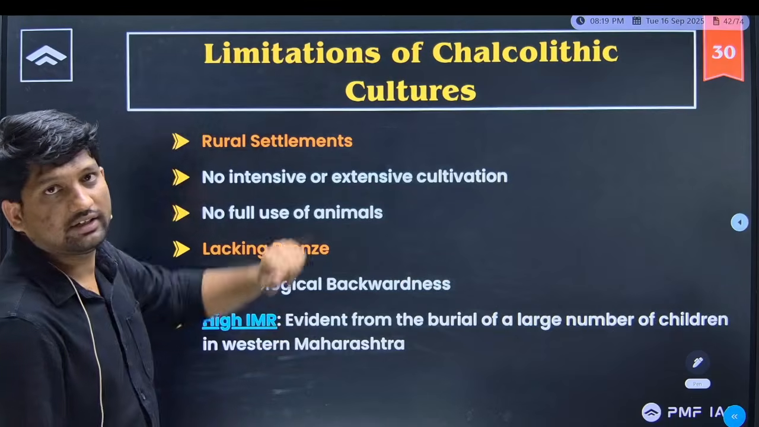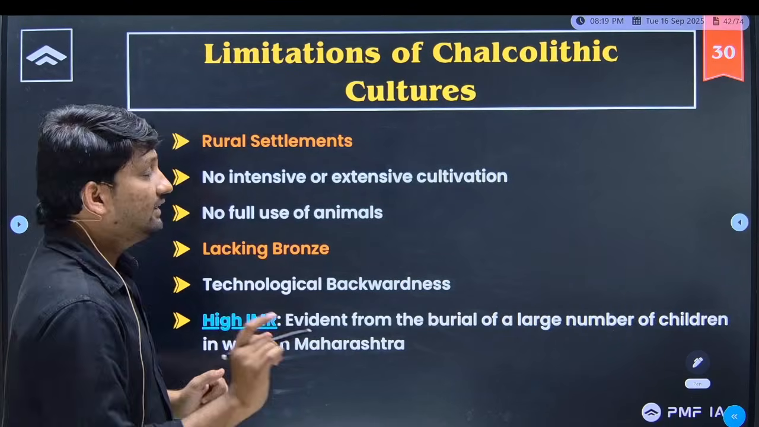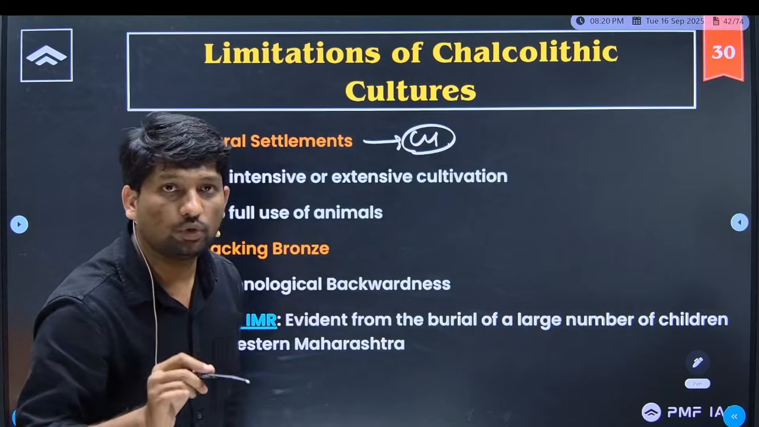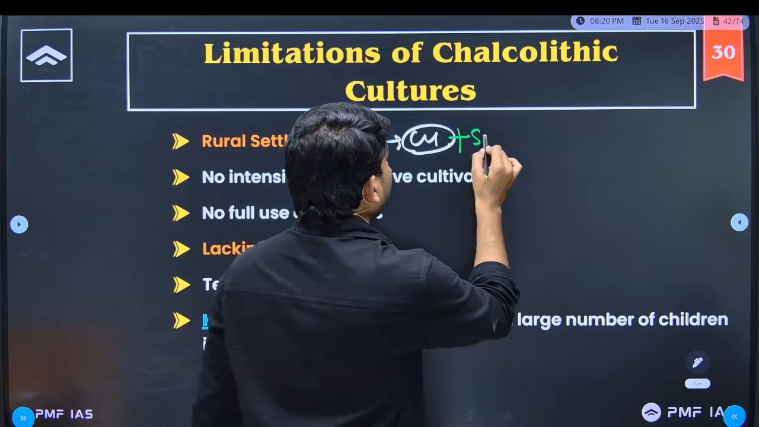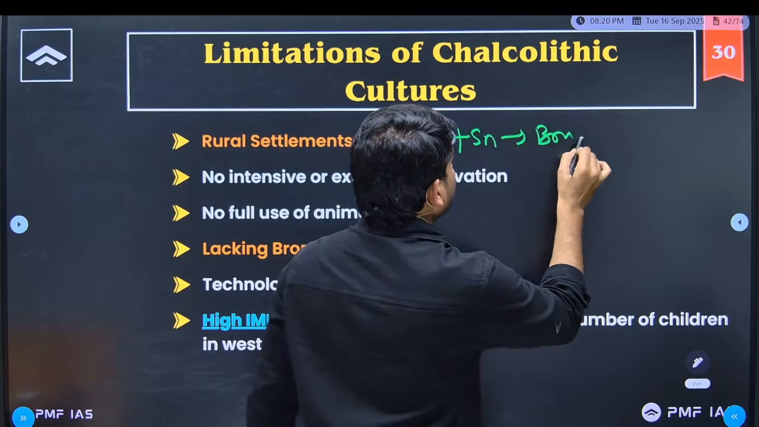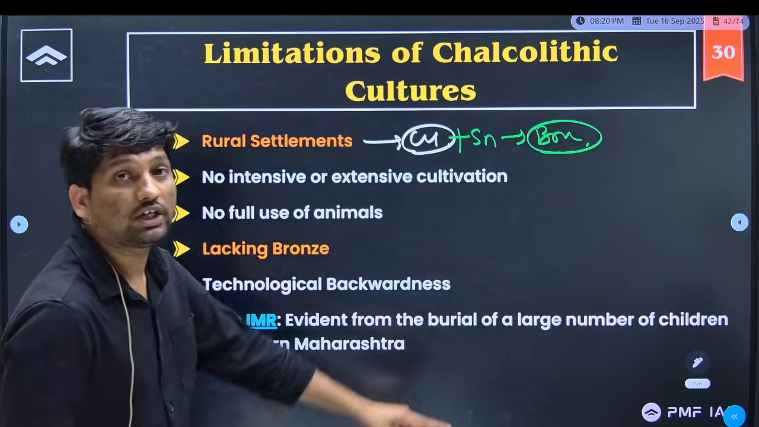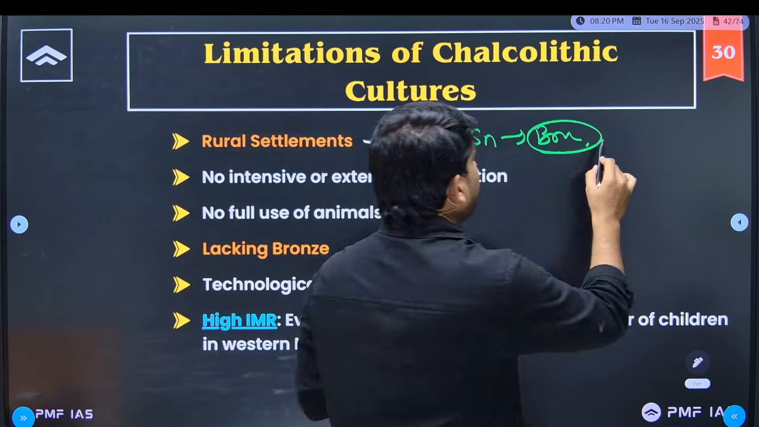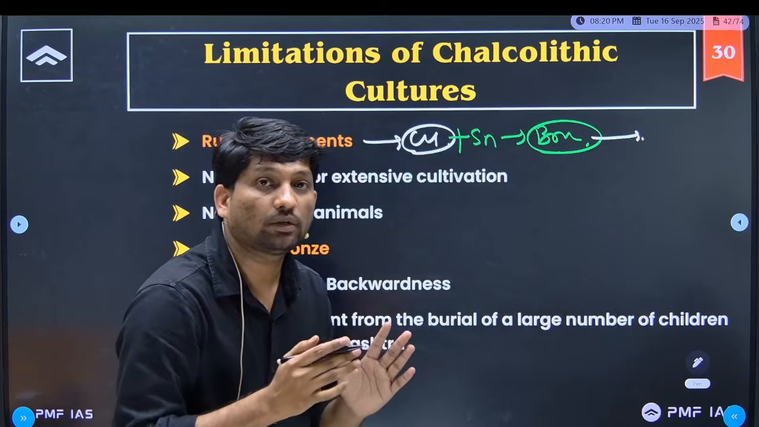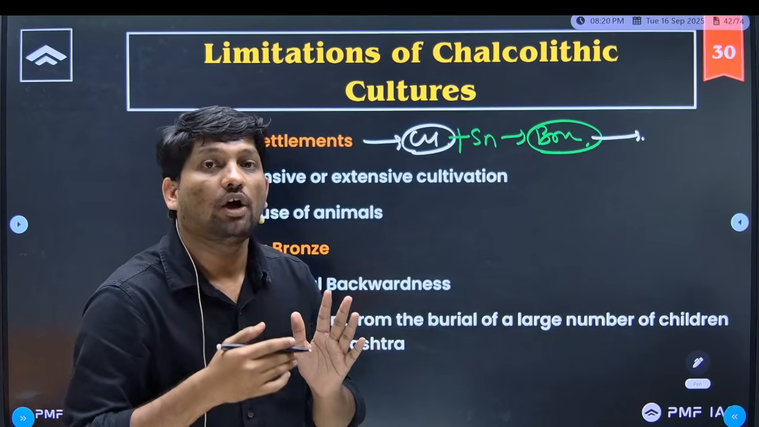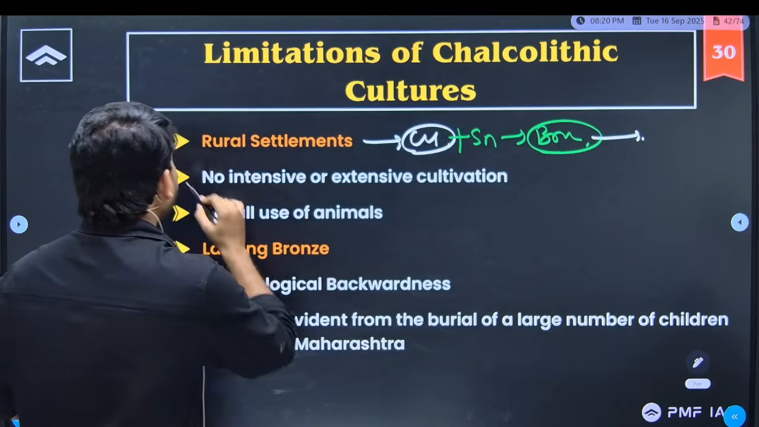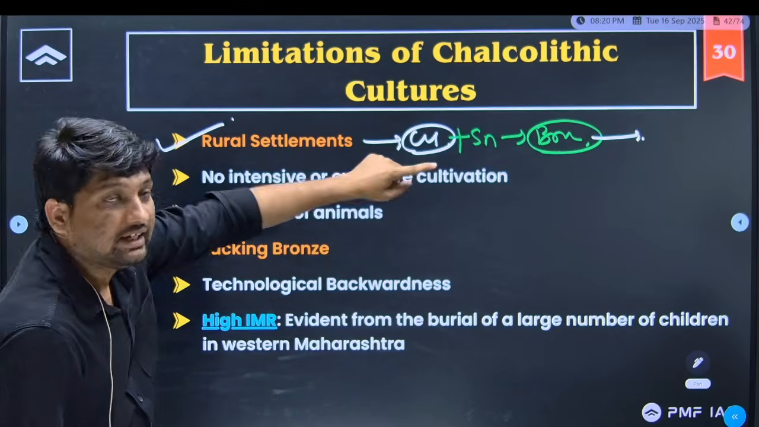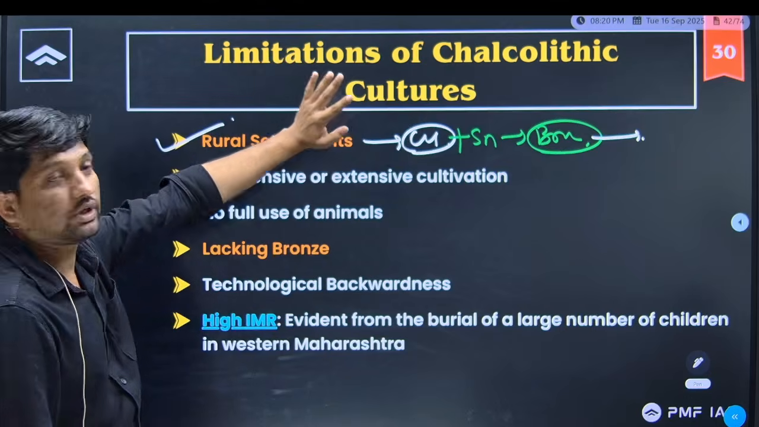Then what are the limitations? See, they have used this metal, like they have used this copper, but they did not know how to mix this copper with tin and make this bronze. So that's why they were not using this technology properly. They were not technologically advanced, and they could not make surplus food grain production or urban settlement. So they continue to live in this rural settlement, though they have used these metals.